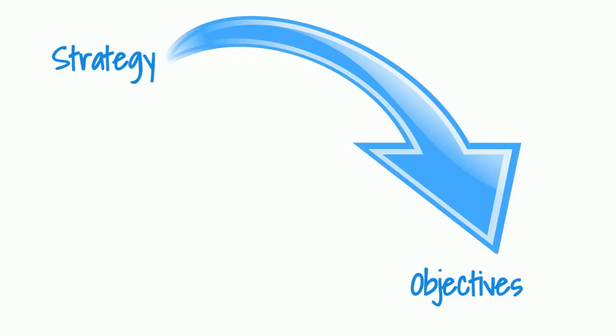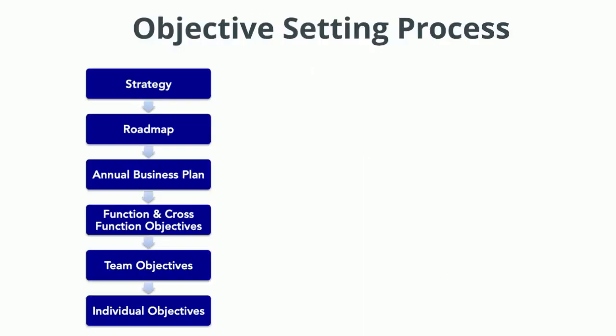Let's have a look at the objective setting process. Objectives are cascaded from strategy, getting more specific as they are cascaded. For effective objective setting, the company strategy needs to be clear and aligned across the organisation. Function heads need to actively participate in the development of company strategy to ensure that functional requirements are represented at a strategic level. Let's have a look at the cascade process.